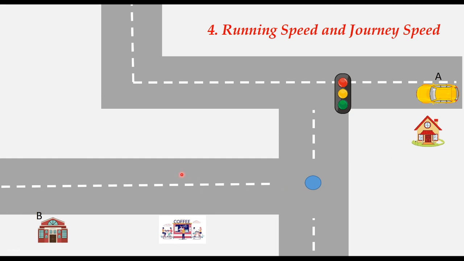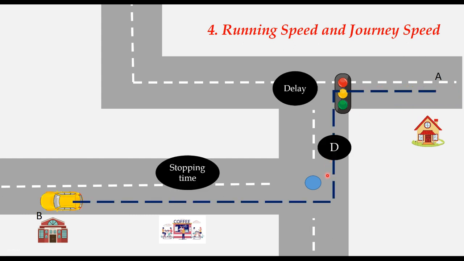there is a complex here where the driver or the occupant of the vehicle may like to do some shopping, and finally it will reach point B. So there is a delay here and then a delay here and then shopping time here and then finally reaching point B.